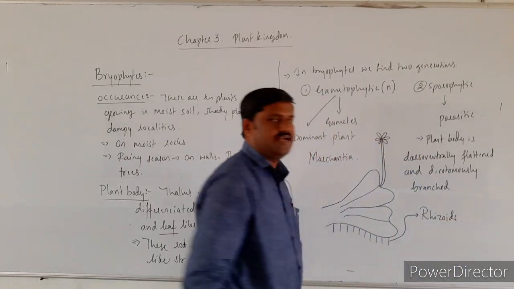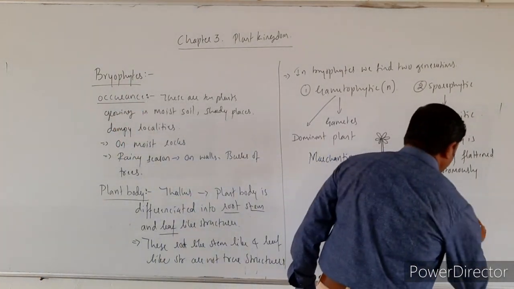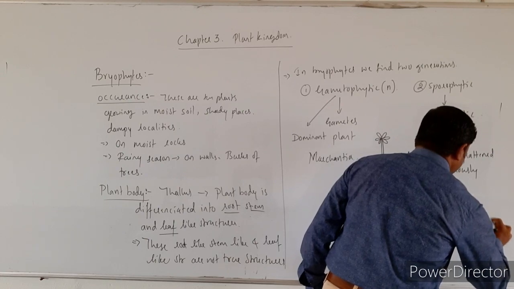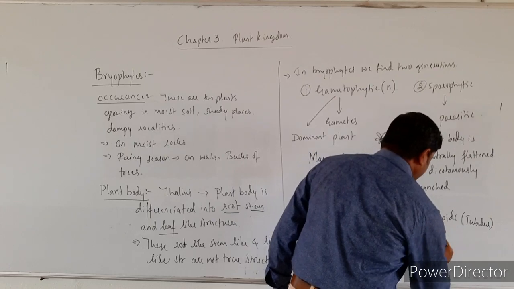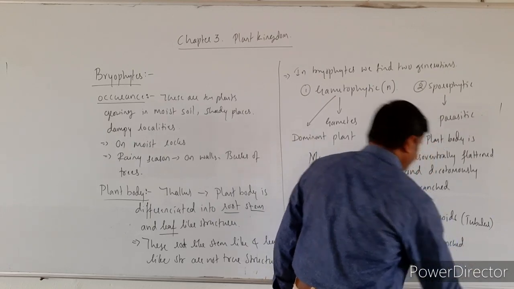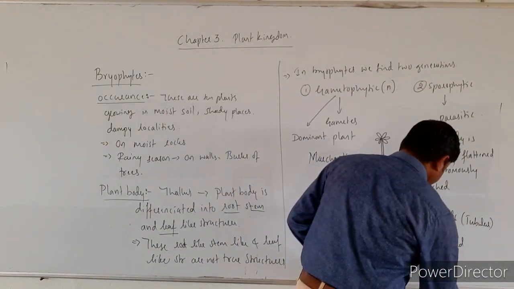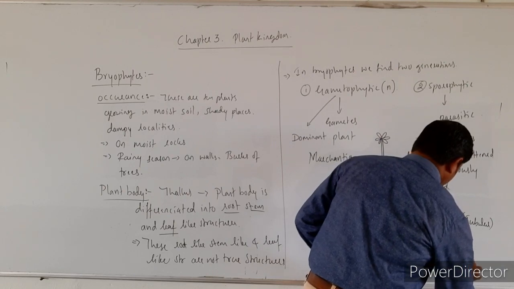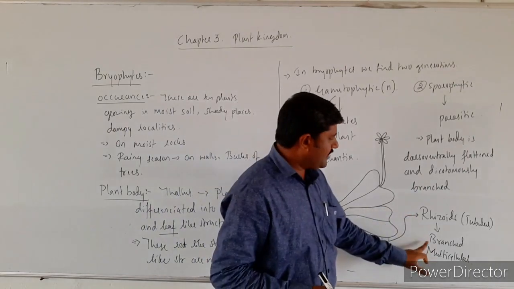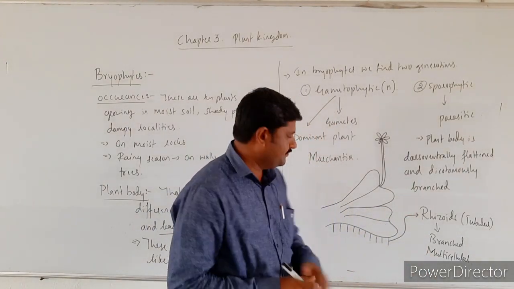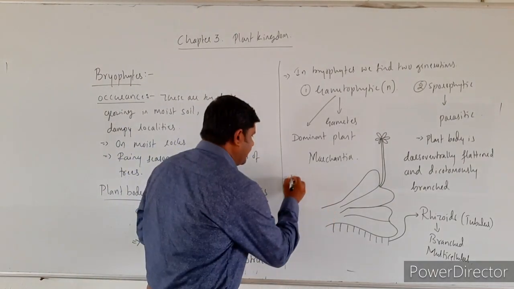Rhizoids are nothing but root-like structures, they are tubular structures. These rhizoids may sometimes be branched, or they may be multicellular in higher bryophytes, right? So they may be branched or multicellular in nature. In bryophytes, usually they are simply tubular structures.